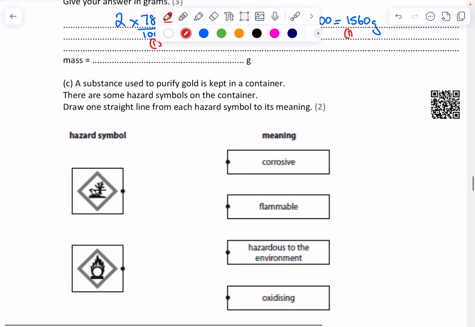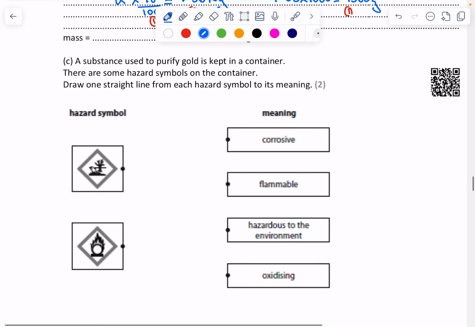Okay, next one, we've got to link the hazard symbols to the correct definition. So this one here is hazardous to the environment. You've got a fish and a tree in there that are not looking too well. And this one is oxidizing. That means it produces oxygen, which makes them flammable and can feed fires.